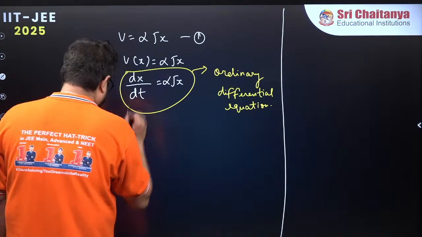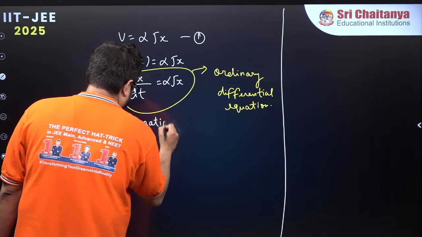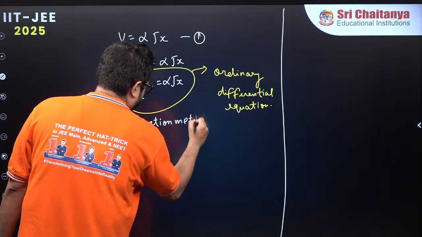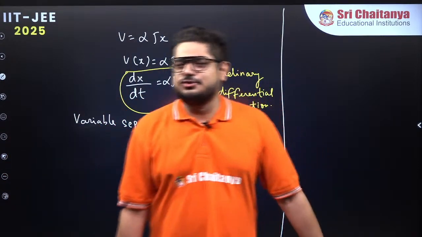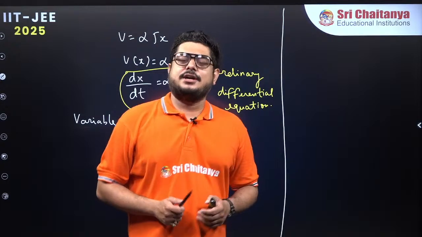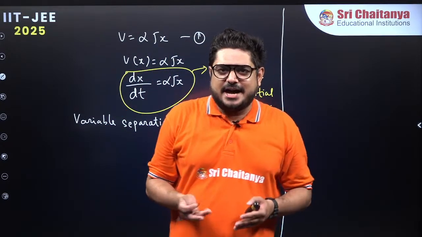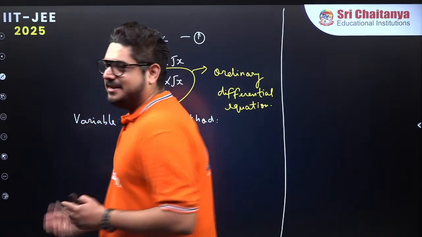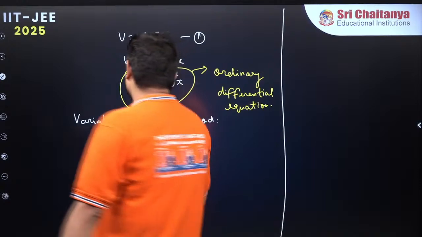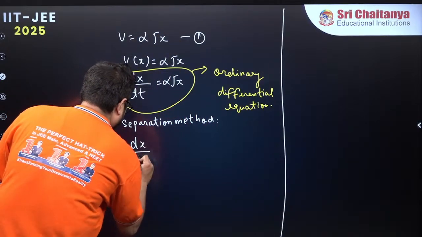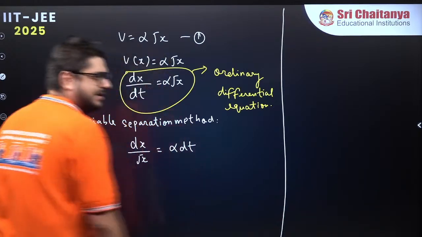Yesterday itself I mentioned, if you can recall, this variable separation method. And what did I say? I use this variable separation method in order to find the equations of motion. So now what needs to be done? Cross multiply. क्या करना है? Cross multiply. Let's try to do it. dx by root x becomes equals to alpha dt.